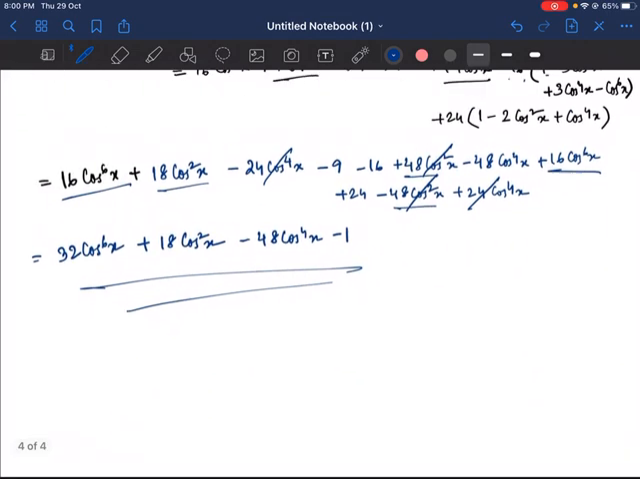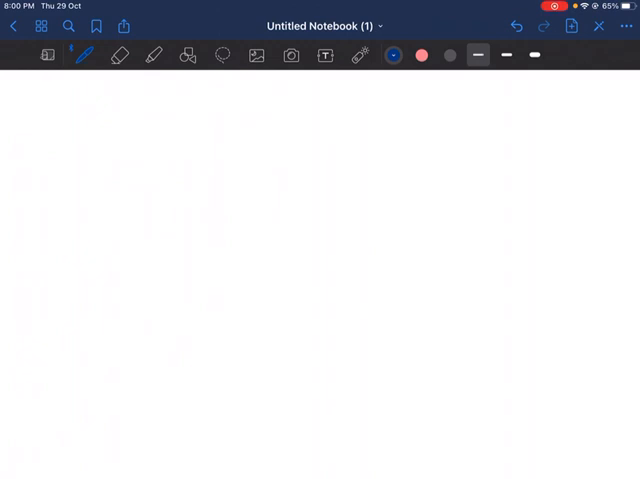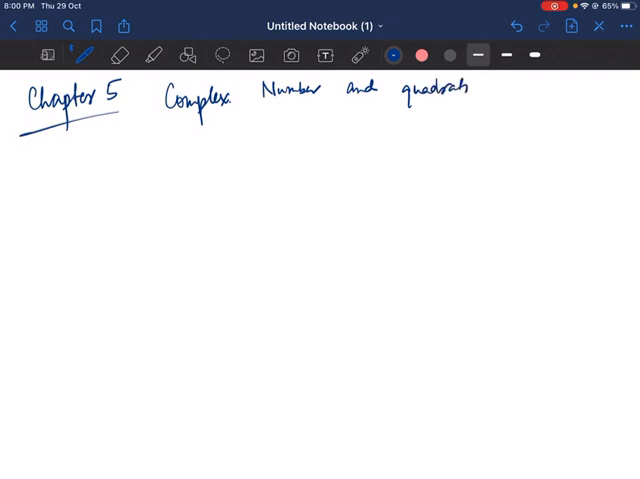Okay, so this chapter is over, chapter 3, and trigonometric equation is not in your syllabus, so we will not be doing that portion. Now we'll start the next chapter, that is chapter number 5, complex number, because chapter 4 is also rejected, it's also not part of your syllabus. So we will be starting chapter 5, that is Complex Numbers and Quadratic Equations.